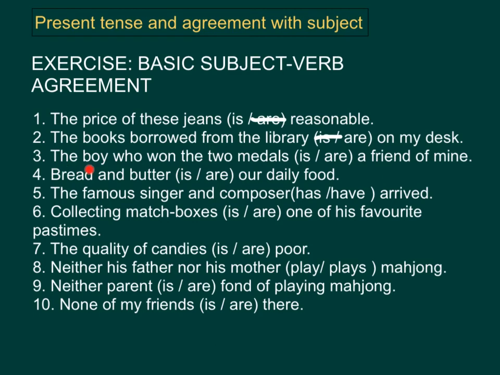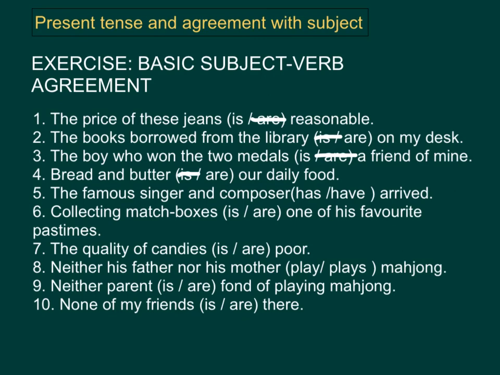Number 3. The boy who won the 2 medals, a friend of mine. Here the subject is the boy, who is a friend of mine, while the 2 medals are an interrupting group of words. We know that boy is a singular noun, so the answer is is. The boy who won the 2 medals is a friend of mine. Number 4. Bread and butter, our daily food. Here we have a subject which is joined by and, bread and butter. This makes it a plural noun, so in this case the answer is are. Bread and butter are our daily food.